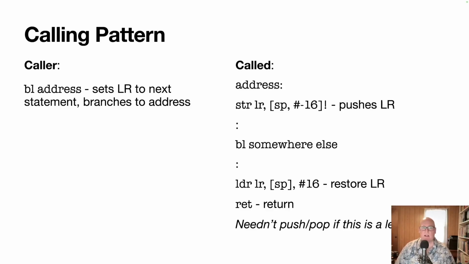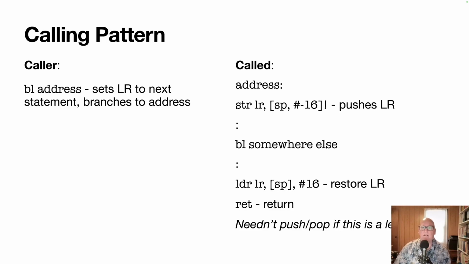The first is the calling pattern. So the caller side does BL to some address, and BL is branch linked. So it sets the link register, which I think is X30, to the next statement following the BL, and then branches to the address that BL mentions.